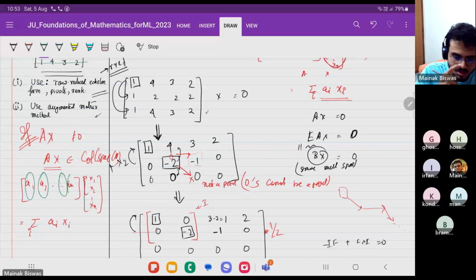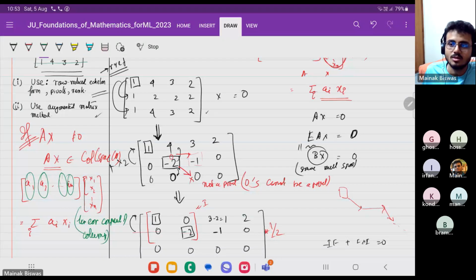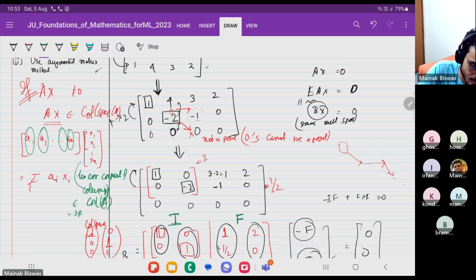So what am I taking a linear combination of? X1, X2, Xn. Exactly, I'm taking the linear combination of columns, isn't it? So any matrix-vector product is a linear combination of columns. So this should belong to the column space of A, which is the span given by the columns of A, right? Now tell me what was your question. Now is it clear?